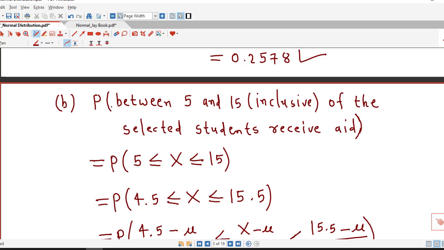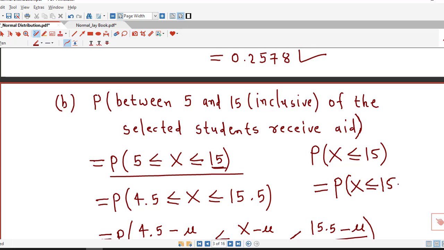Second example, second part: the probability that between 5 and 15 of the selected students receive financial aid. That means we have to find the probability that capital X lies between 5 and 15. We can convert this into continuous form by subtracting 0.5 from 5 and adding 0.5 to 15. For example, if we have capital X less than or equal to 15, then we can write this as capital X less than or equal to 15.5.